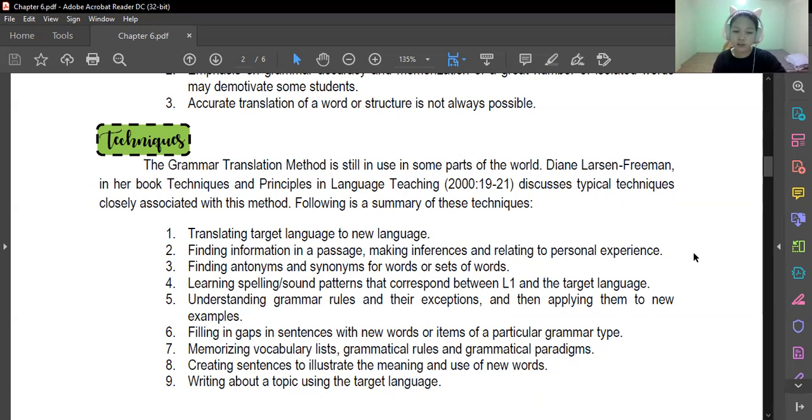You're also learning spelling or sound patterns that correspond between L1 and the target language. So you make sure that in this case, the sounds or even the spelling patterns, you use their L1 so that you apply their L1 and then you apply that to your target language. That's why it becomes a disadvantage because there's not always an accurate translation of spellings and sound patterns. Because for example, there's no F sound in, what do you call this, in the Filipino language. So it might be a bit difficult in that part.